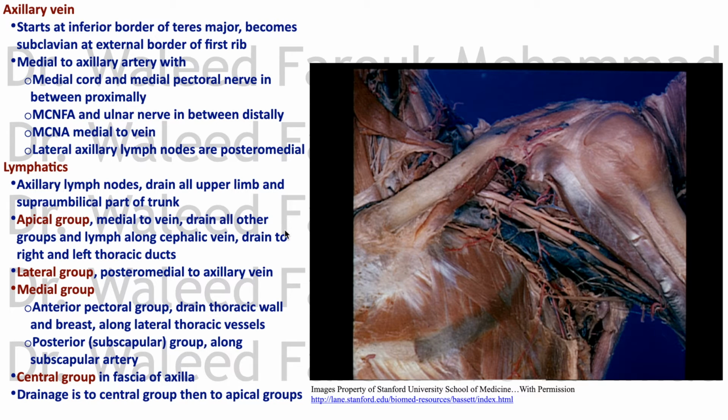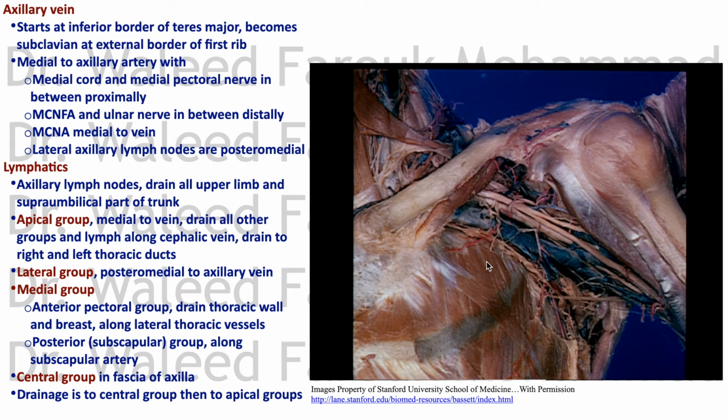The axillary vein starts at the inferior border of teres major. Now we're going in the opposite direction. It becomes the subclavian at the external border of the first rib, and is medial to the axillary artery. As we learned before, the medial cord and medial pectoral nerve are in between proximally, and distally the medial cutaneous nerve of forearm and the ulnar nerve are between the artery and the vein, and the medial cutaneous nerve of arm is medial to the vein. Okay, and the lymph nodes are medial to the vein as well.